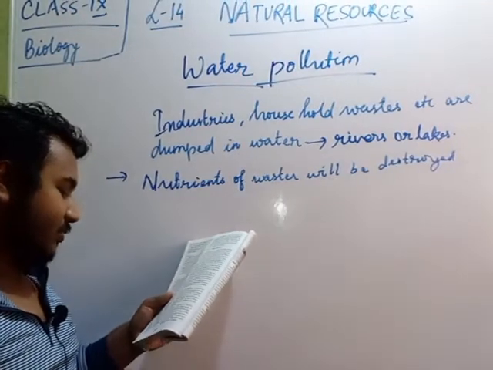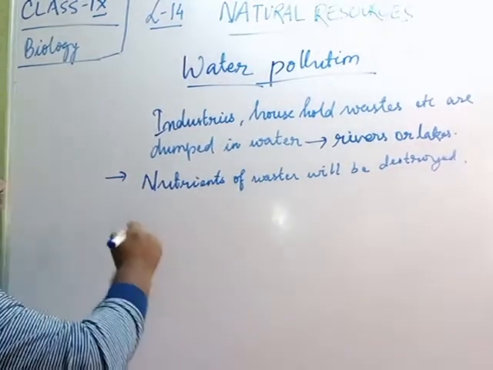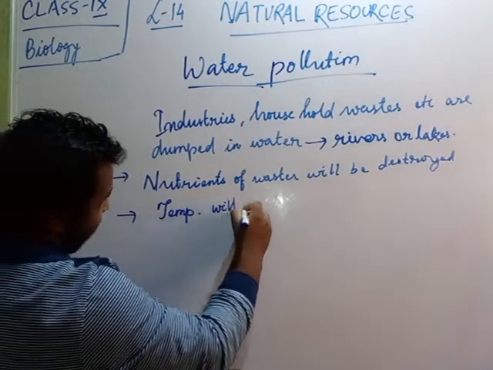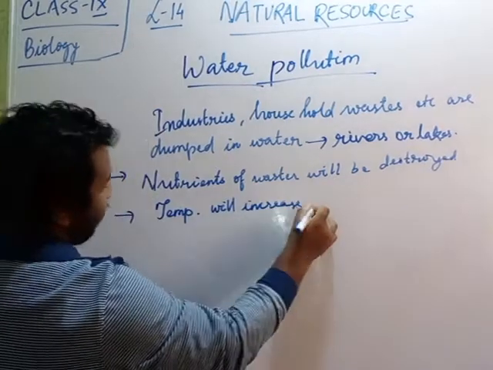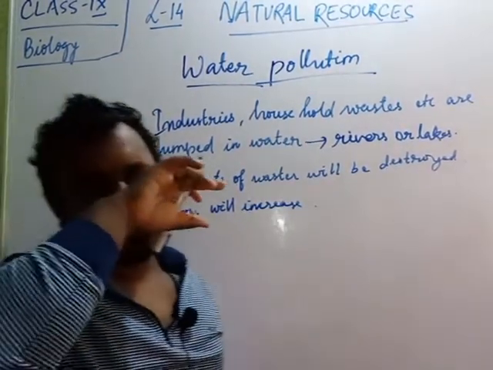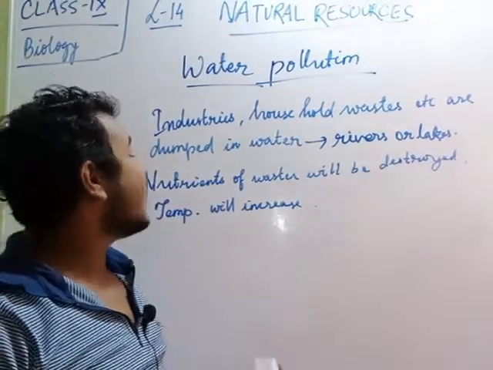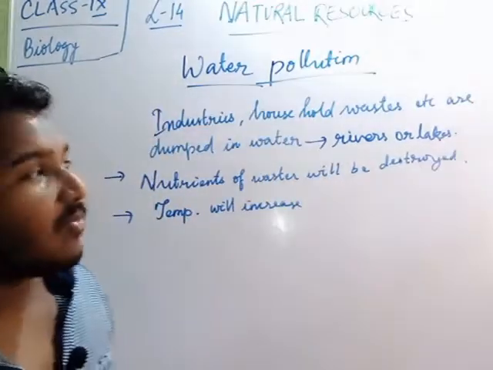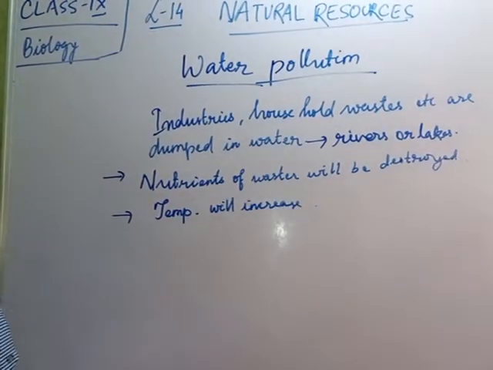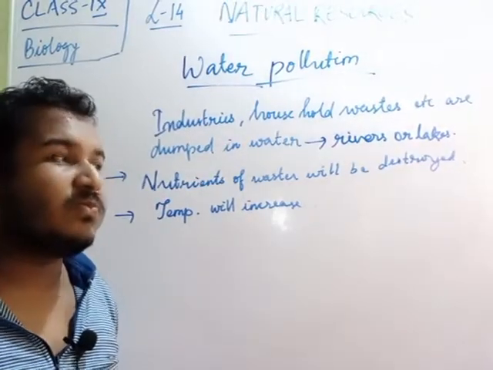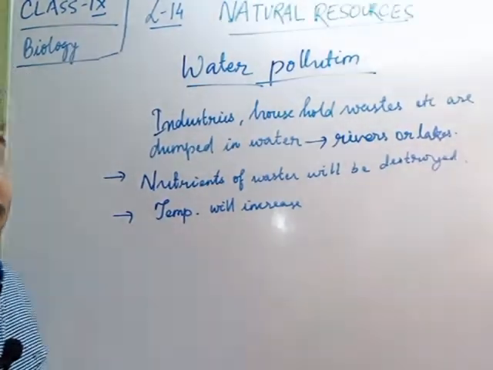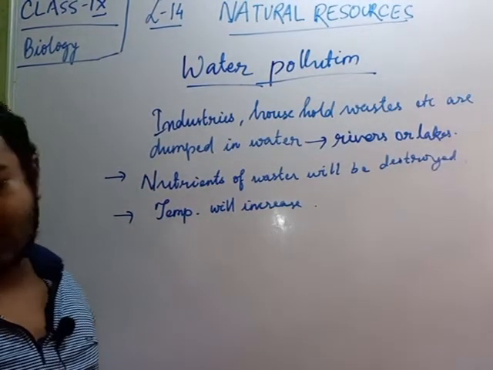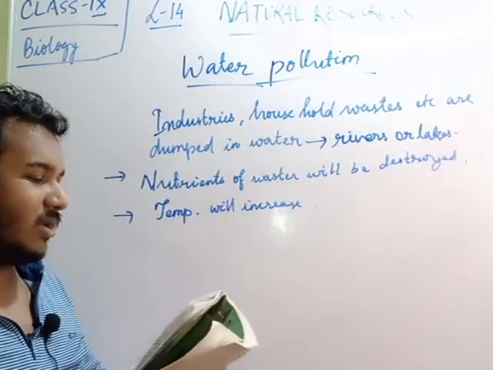Next, temperature will also increase because of dumping. The human waste and industrial waste are very warm. They get inside the water and the water will also become warm. As a result, the temperature will increase, and the animals and plants living in water will not get a good temperature for survival. That is an important thing.